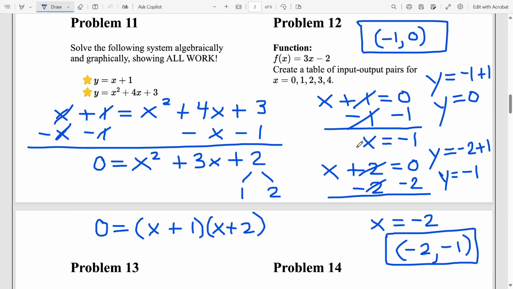Now I took up a lot of space doing this problem, so I'm going to have to erase. So what I would do right now, if I were you, is pause the video, make sure you write everything down, and then when we come on back, I'll have erased this stuff.